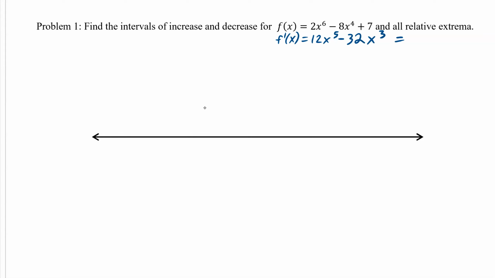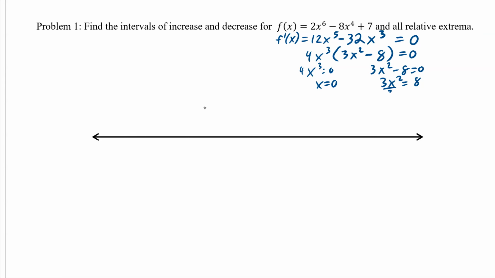And we set it equal to 0. Now we can factor out that 4x cubed, giving us 3x squared minus 8 equals 0. So far we get x equals 0, but we still need to do this one as well. So our 4x cubed equals 0 gives us x equals 0. And then 3x squared minus 8 equals 0. Divide by 3.